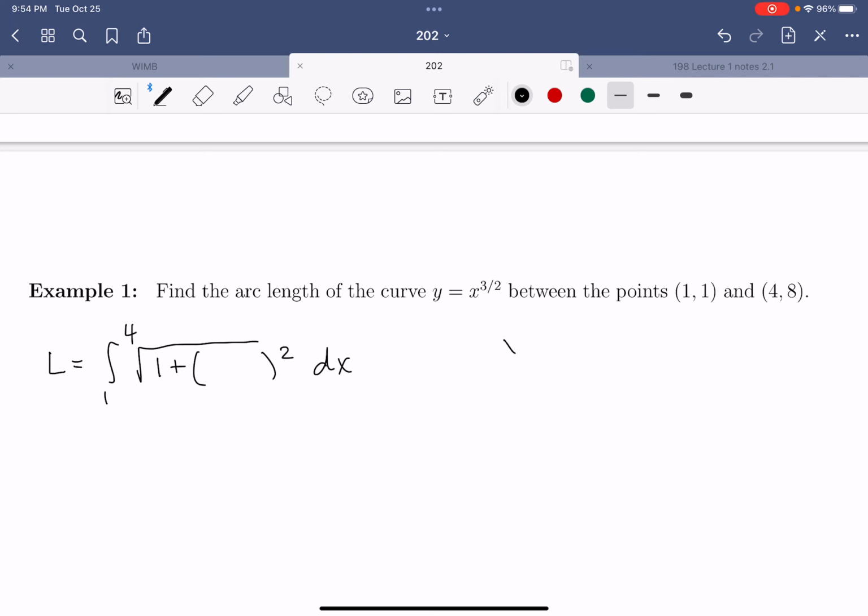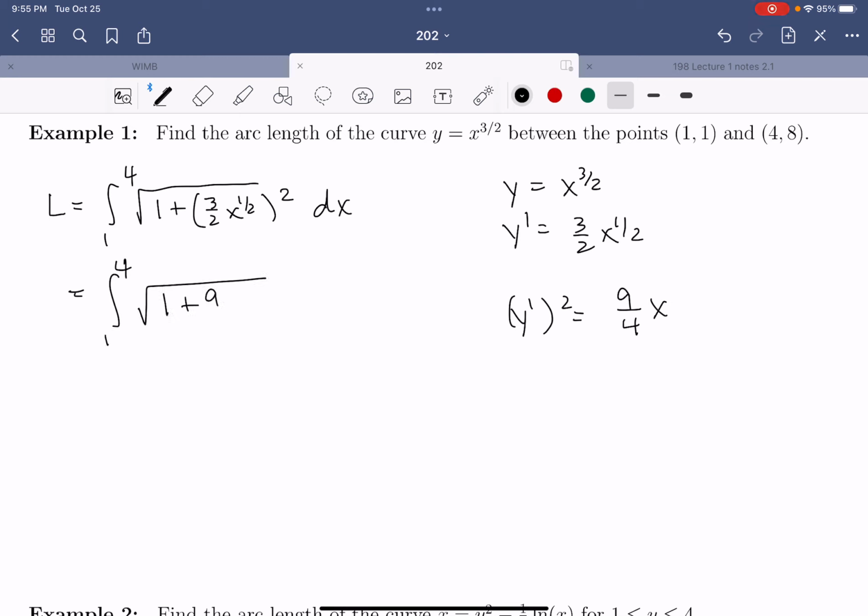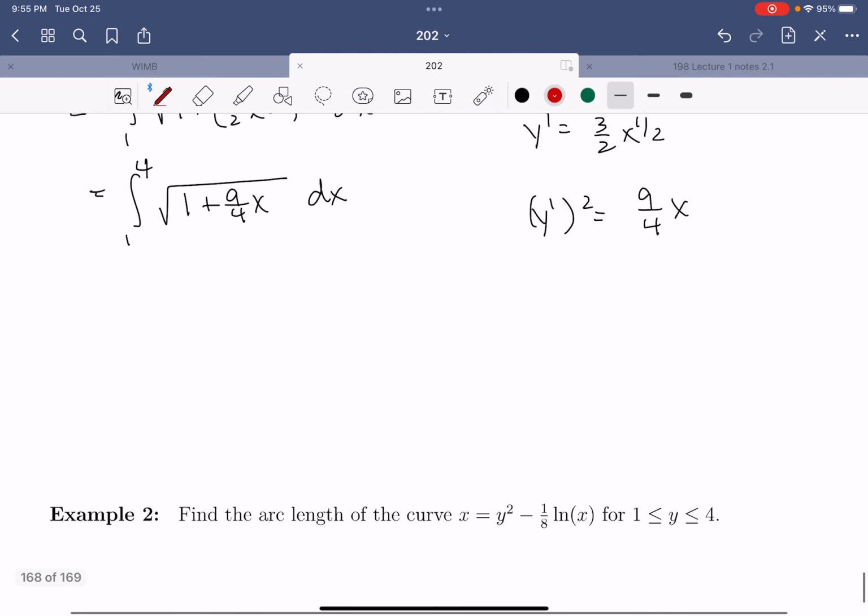And let's go over to the side and calculate that. So if y is x to the 3 halves, then y prime is 3 halves x to the 1 half. If I think about squaring that, then y prime squared is 9 over 4 times x. So this is really the integral from 1 to 4 of the square root of 1 plus 9 over 4 x dx. And I can integrate this with a u sub. So if you let u, this is really a baby u sub, right?